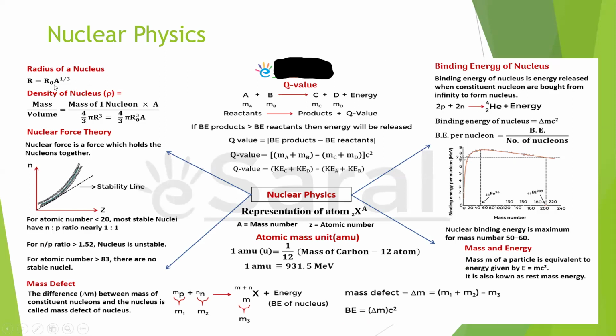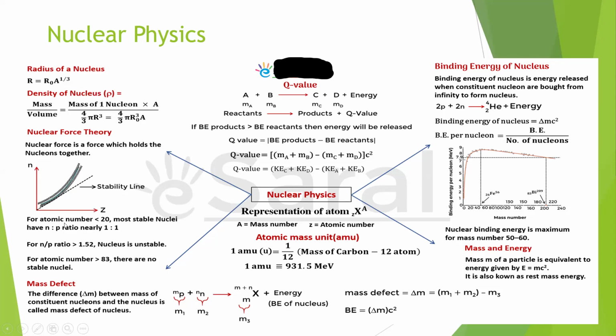R is equal to R naught, that is the radius of a nucleus. R is equal to R naught A to the power 1 by 3. Density of a nucleus is mass by volume, which is equal to mass of one nucleon into A divided by 4 by 3 pi R cube. And nuclear force: nuclear force is a force which holds the nucleons together, as we know.